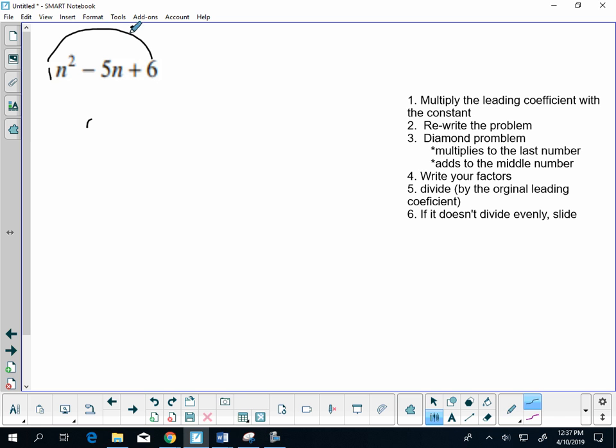Hit 6 right there. So it doesn't change the value at all. It's still going to be n squared minus 5n plus 6.